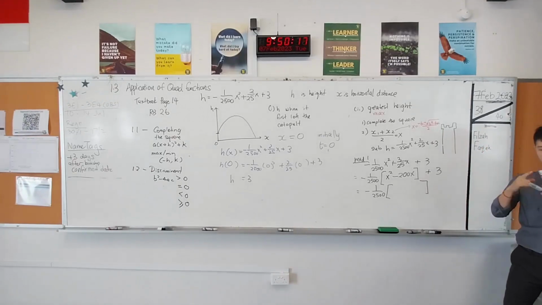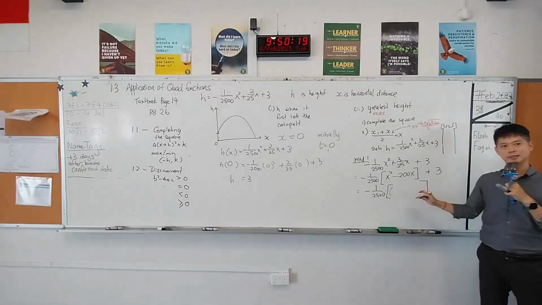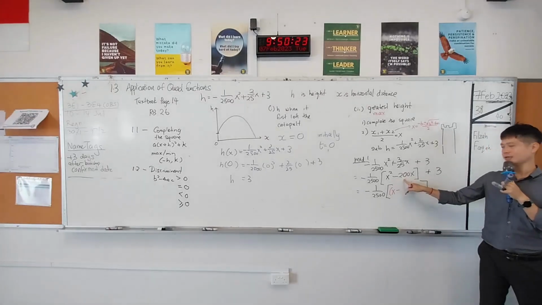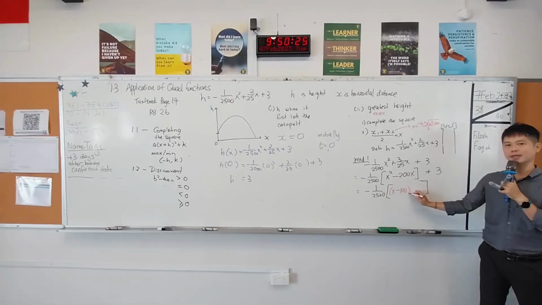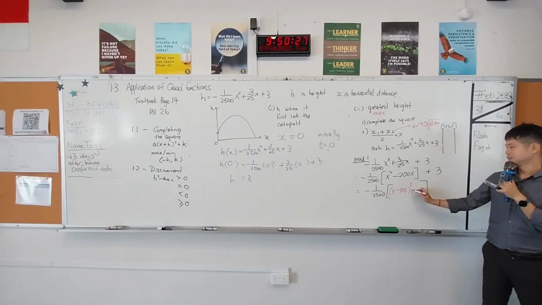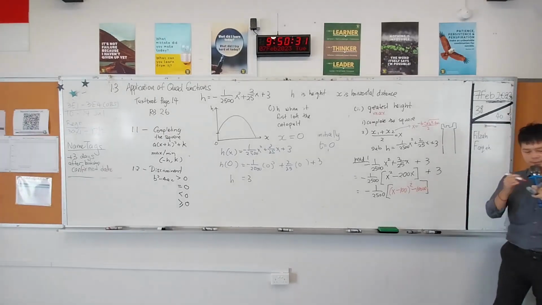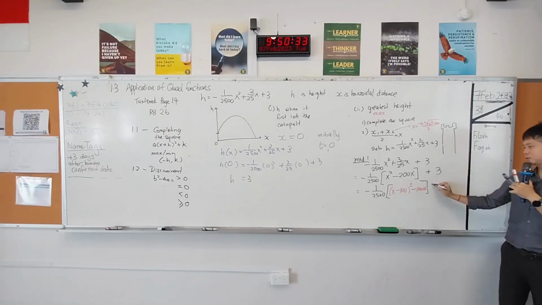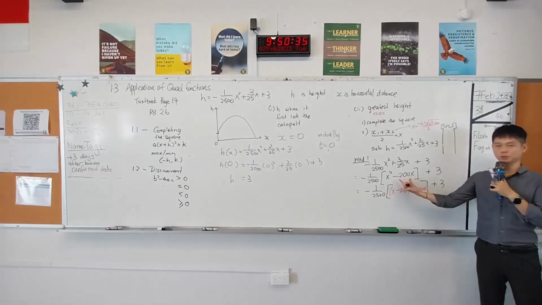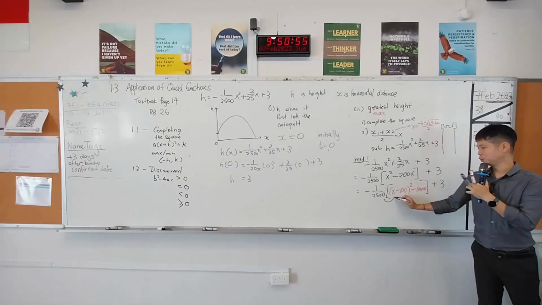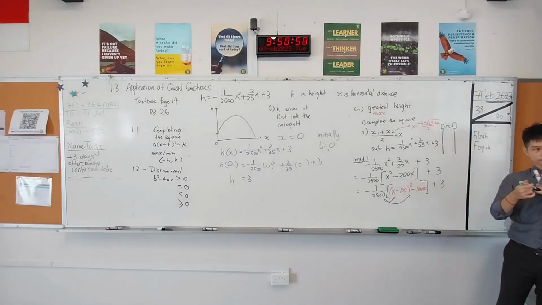Okay, recap. Completing the square: half the coefficient of x and put it in brackets. Subtract the square of that number there. That's how we complete the square. So we have completed the square. Okay, we are now going to expand this out of the brackets.